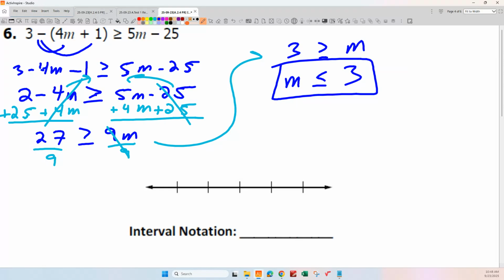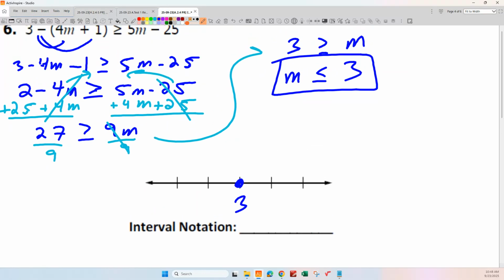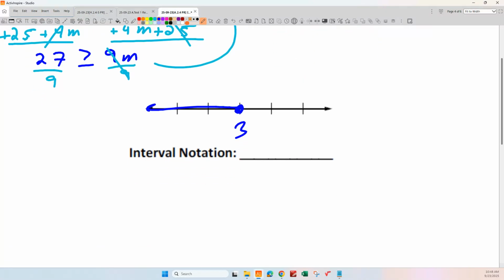How would I graph that? If that's 3, where would it go? Solid endpoint, and we want the values to the left. So using interval notation, what would that look like? On the right side I've got 3 with a bracket. On the left, negative infinity with a parenthesis. If I got those mixed up, do you see that that wouldn't make any sense? Using interval notation, I always have to have greater numbers to the right and lesser numbers to the left, just like a number line, so it matches a number line. Okay?